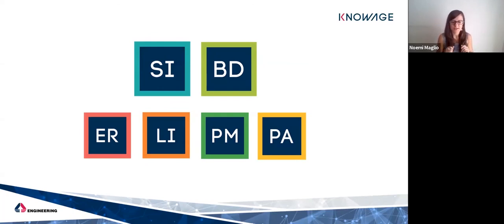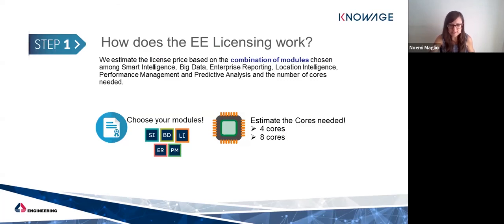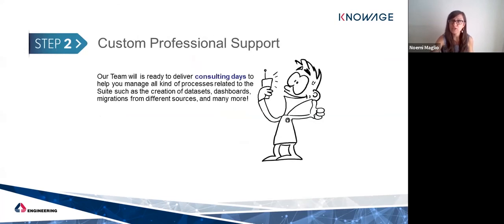So to recap everything, the Enterprise Edition offers different modules. So we have the Smart Intelligence, the Big Data, if you're interested in Big Data, the Enterprise Reporting, the simple one, the Location Intelligence for interactive maps, Performance Management, and Predictive Analysis. And if you're interested in getting a Knowage license, what you will need is to choose among these modules, and then to do a sort of estimation of how many cores you will need to run your project.